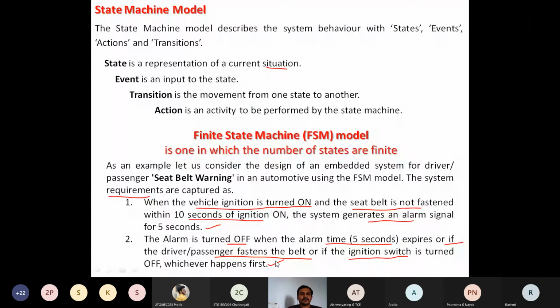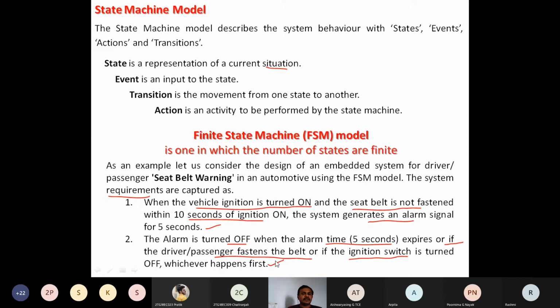Let me explain you once again. When I ignite the car, when ignition is on, if seat belt is not fastened within 10 seconds, next 5 seconds, continuous alarm must happen. A warning must happen. This is the first requirement.